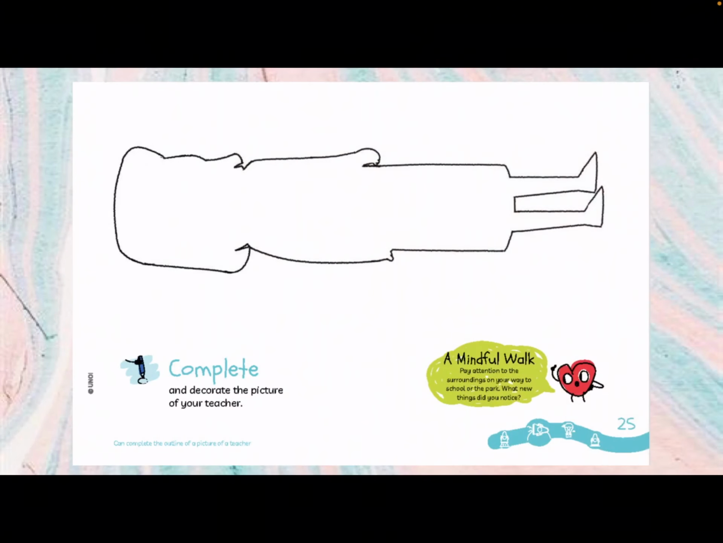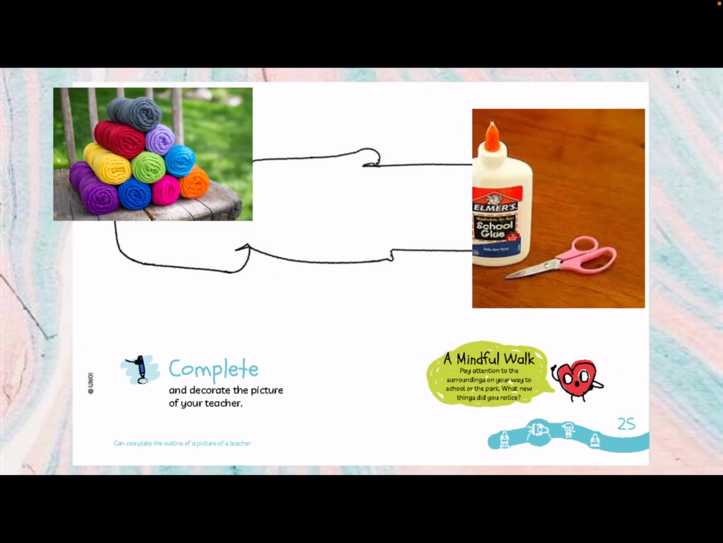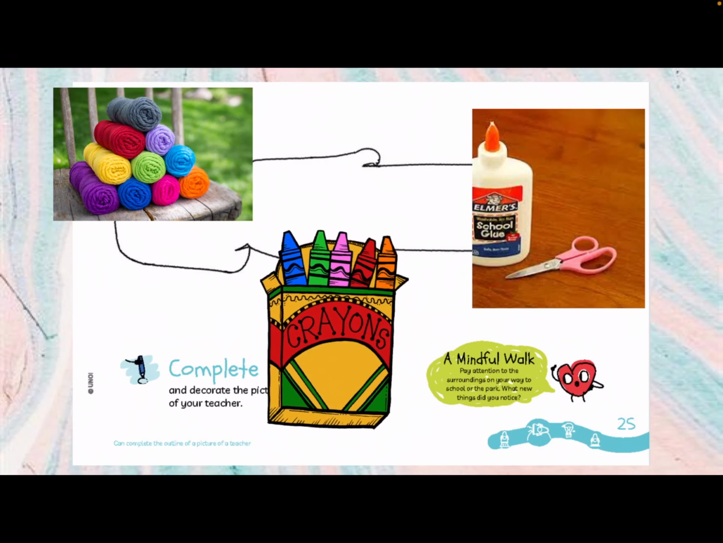so we are going to page number 25 on our book, and we have the outline of a teacher. So you guys are going to decorate your teacher, okay? Who's your favorite teacher? You're going to put maybe some yarn as hair, and then with your scissors and your glue, you're going to paste it, and then with your crayons, your colors, your markers, you are going to decorate it, okay? You're going to color it, make it beautiful. That's what we're going to do on Monday.